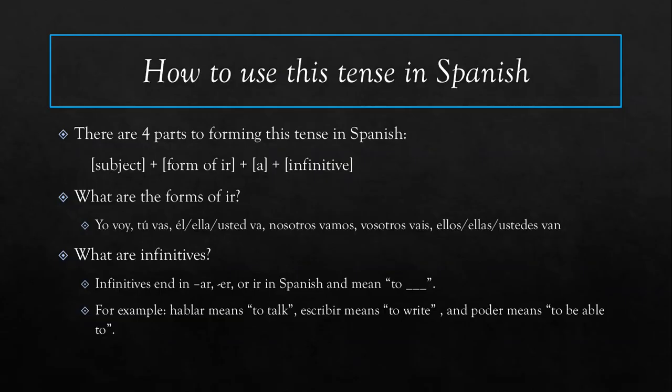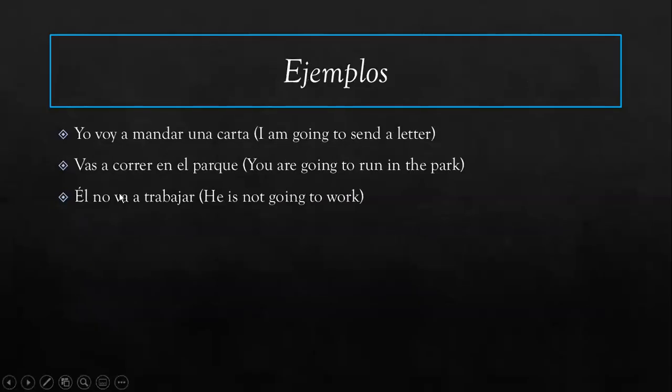Okay. And then let's do a quick review of infinitives. In Spanish, infinitives end in AR, ER, or IR and mean to blank. Just like in English, it's to plus a verb, but in Spanish, they end in AR, ER, or IR. For example, hablar means to talk, escribir means to write, poder means to be able to. Okay, so let's look at some examples.